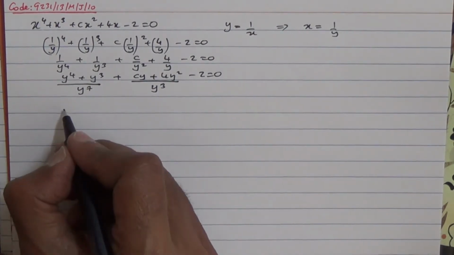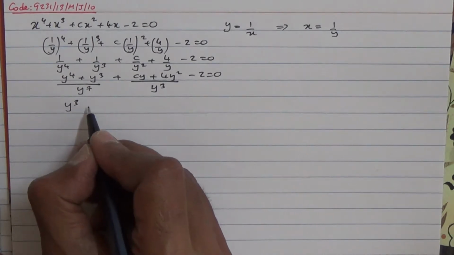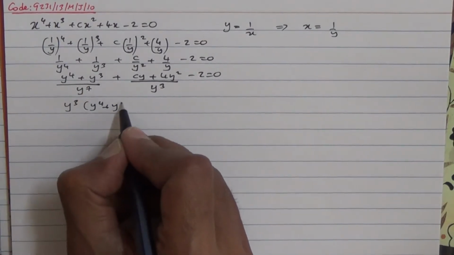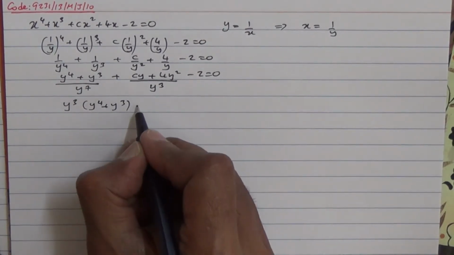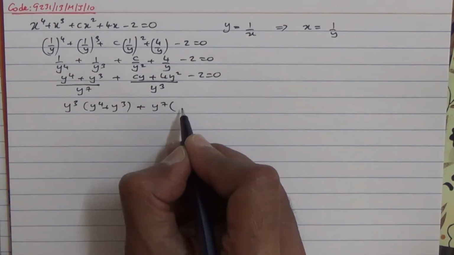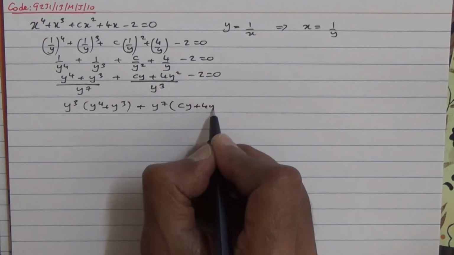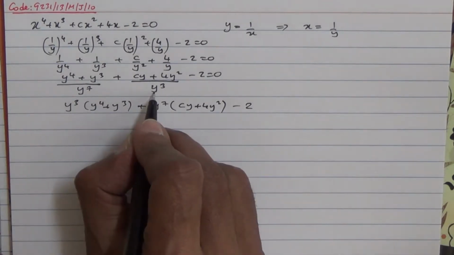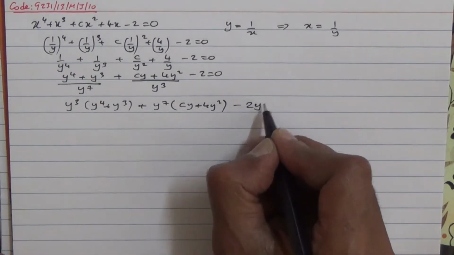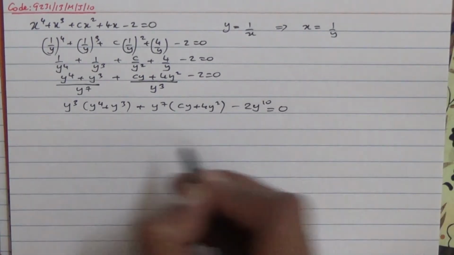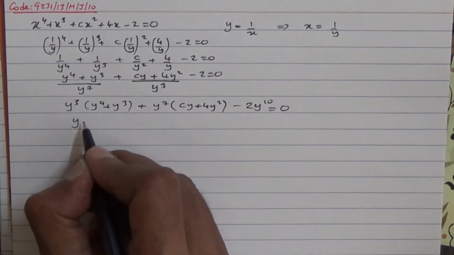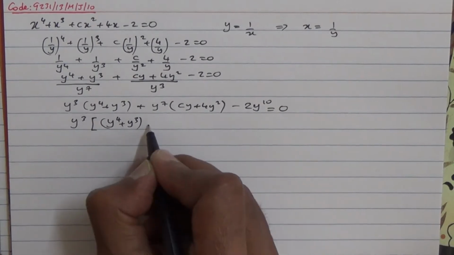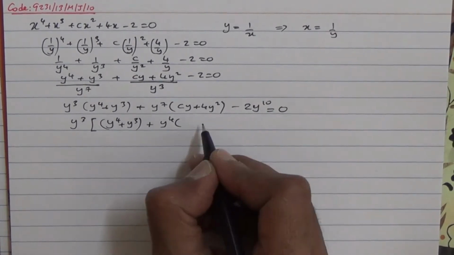So this times that, okay, and this times that. y to the 7 times y to the 3 is y to the 10, times minus 2 is minus 2y to the 10, and all of that should be equal to 0. Simplifying, the y cube can go outside, and what I'm left inside is all of that expression.